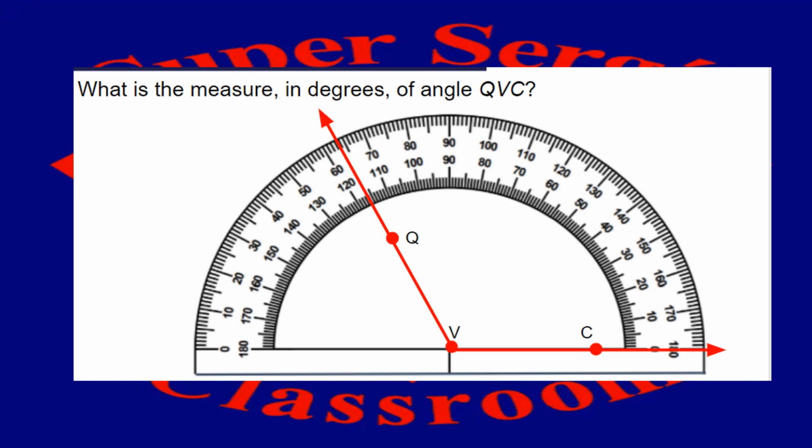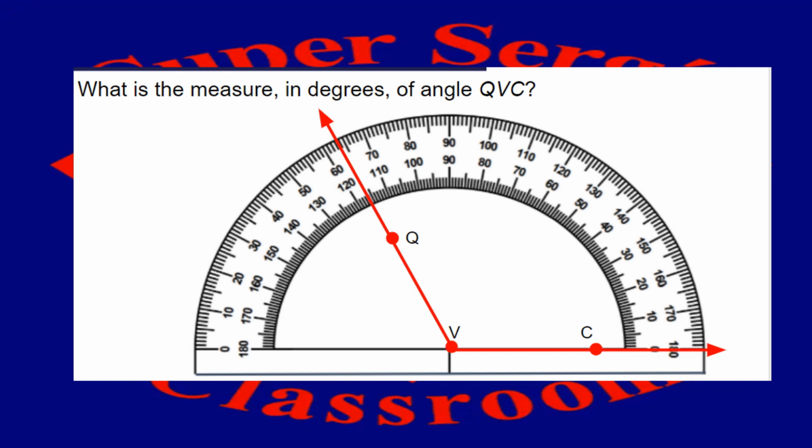So here we have an angle QVC. Now, those who remember the lesson from last week, we know that when an angle is more than 90, it's an obtuse angle. So here we're going to have to measure. We want to know the distance, and let's annotate a little bit.